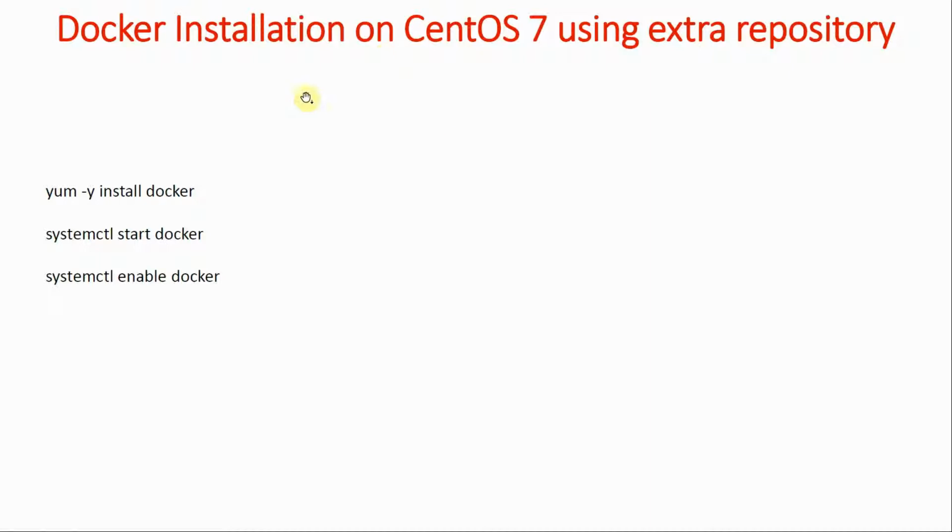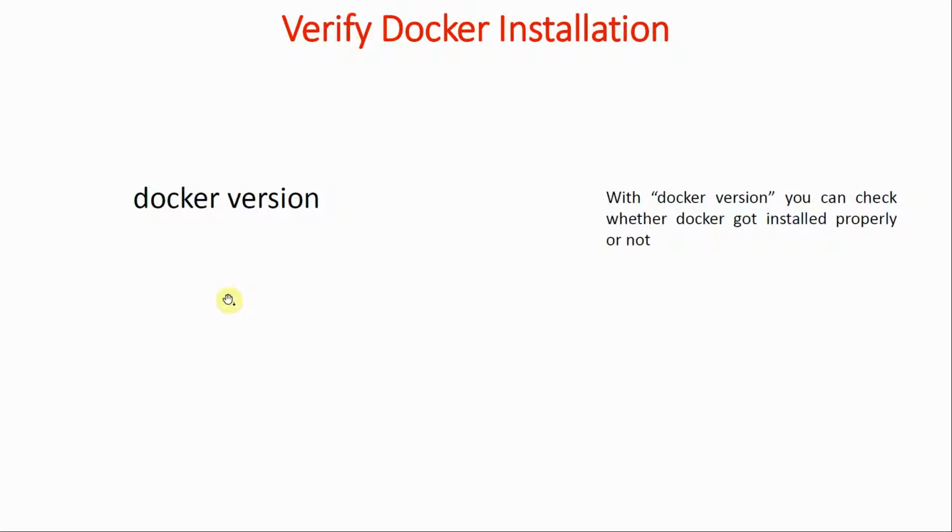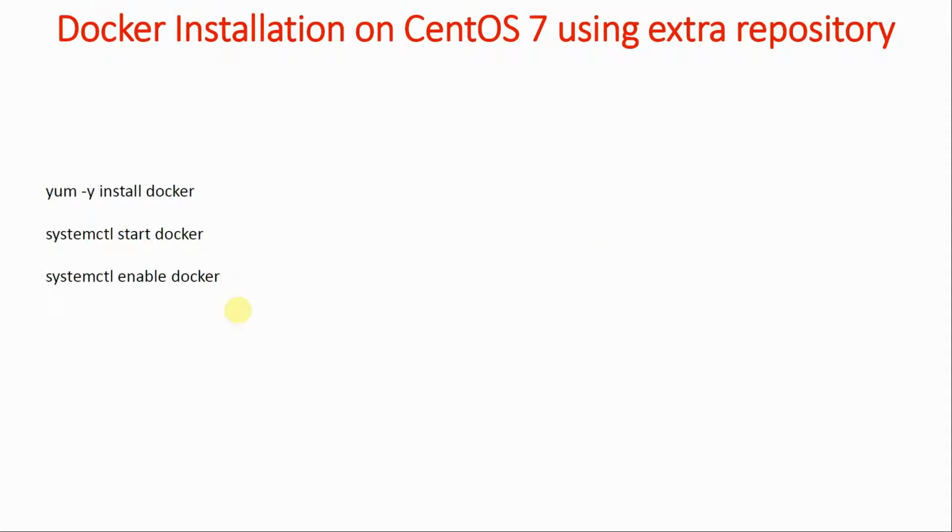Here what we are going to do is straightaway run this command: yum -y install docker. Then we will enable the Docker service temporarily and then permanently. Then we will check with this command. So now we are moving towards our practical.